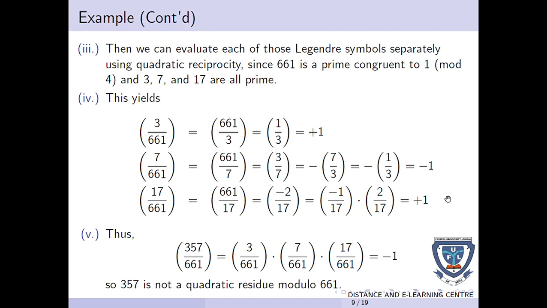When you continue to evaluate further, you're going to discover that 3 over 661 will give us plus 1. 7 over 661 will give us minus 1, because that one is a non-quadratic residue. Then 17 over 661 will give us plus 1, because 17 over 661 is a quadratic residue. So when you take the product of plus 1, minus 1, and 1, you're going to have minus 1. Therefore, you conclude that 357 is not a quadratic residue modulo 661. So that is how this is done.